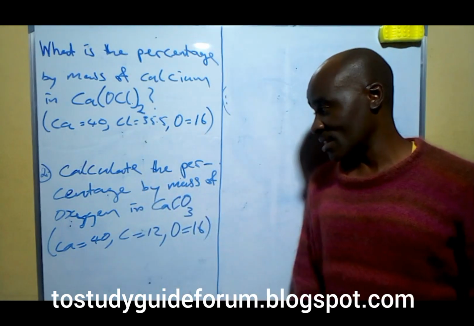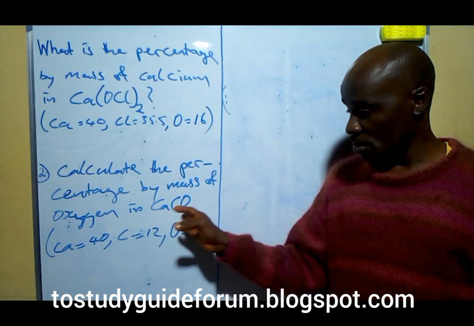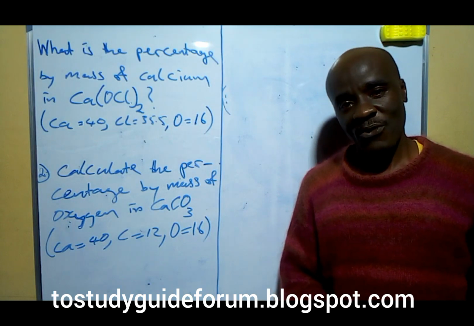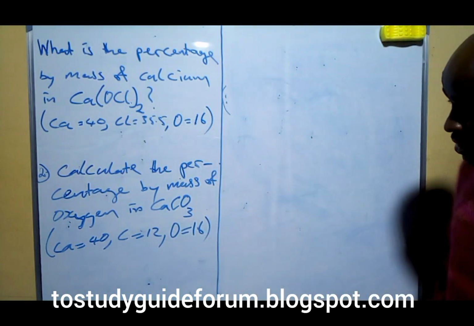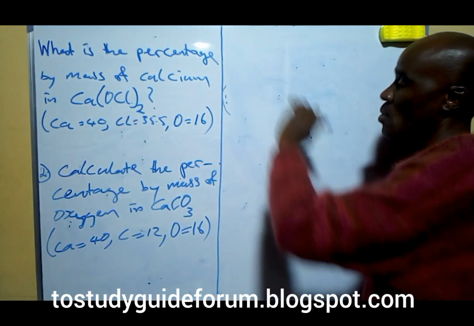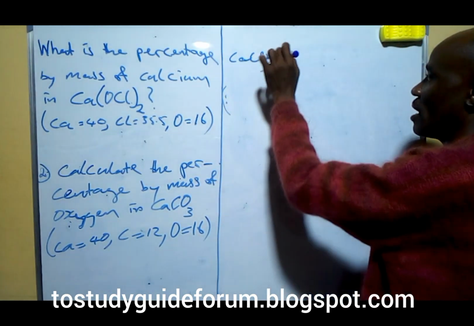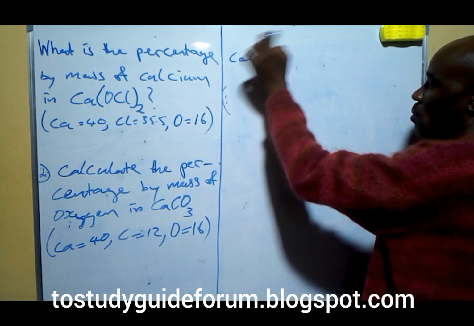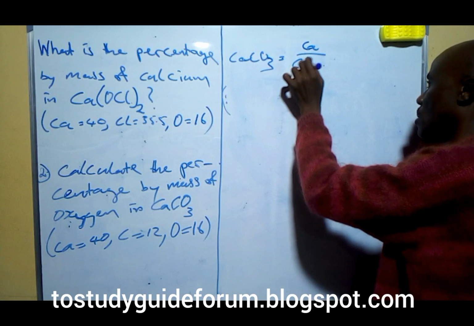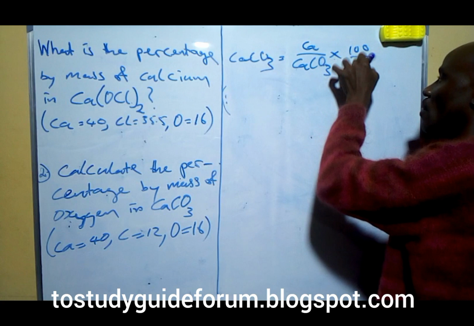It says to calculate the percentage by mass of oxygen in calcium trioxocarbonate(IV). In the same way as we did the previous one, we can say that this is calcium trioxocarbonate(IV). To get the percentage of this, we say the oxygen over the calcium trioxocarbonate(IV), times 100 over 1.